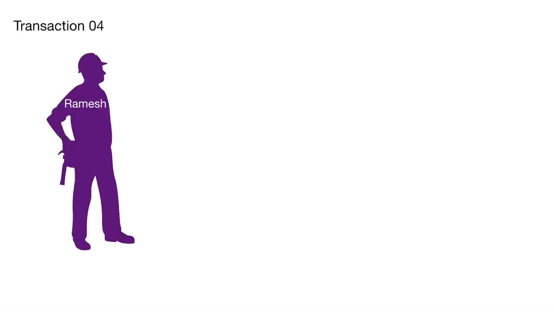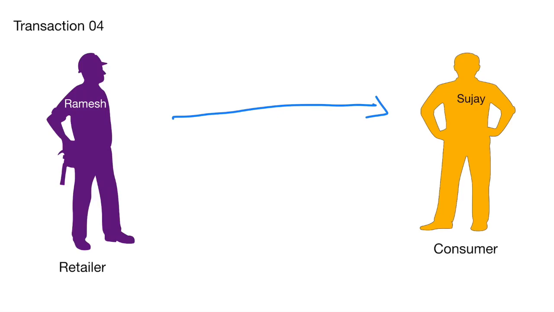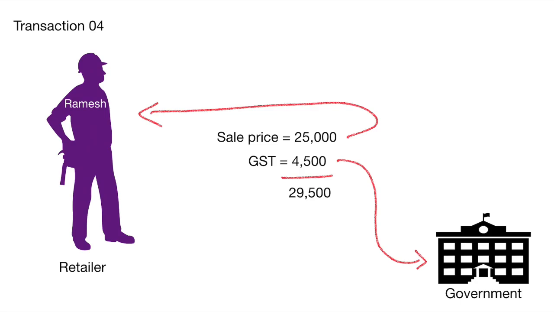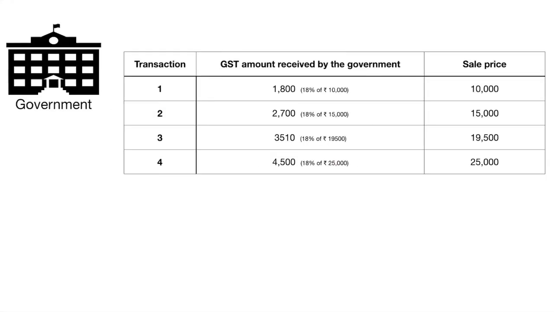Let us go to transaction number 4. Ramesh, who is a retailer, sells these goods further to Sujay, who is a consumer. Ramesh charges 25,000 plus 18% GST to Sujay. So Sujay pays the amount to Ramesh, and again, like earlier transactions, the seller who collects the GST pays it to the government. In this case, Ramesh pays the 4,500 collected to the government. Now the government has received 4,500 from the fourth transaction.